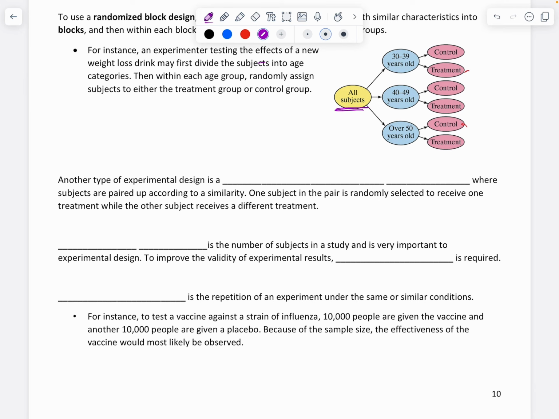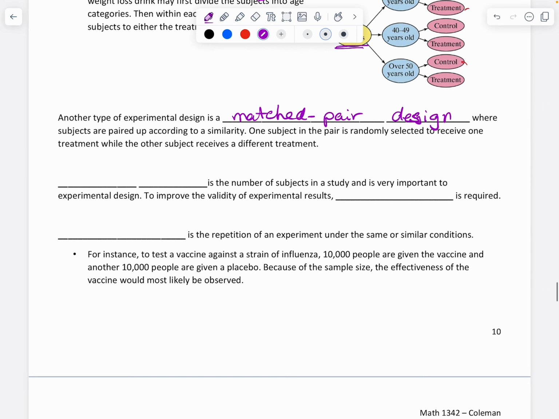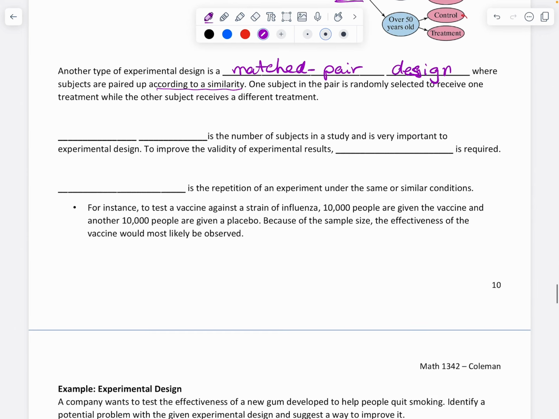All right. Another type of experimental design is a matched pair design, where subjects are paired up according to similarity. One subject in the pair is randomly selected to receive one treatment while the other receives a different treatment. So somehow or another they're paired up according to some kind of similarity. It may not be age, it may not be the treatment or non-treatment, but something gives them some kind of a similarity.